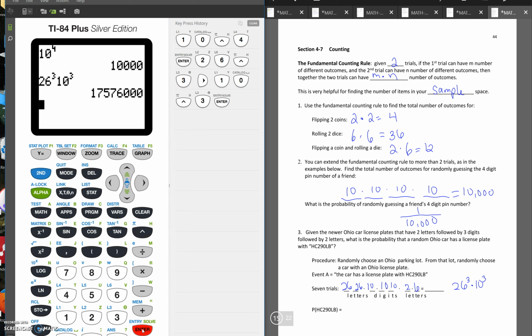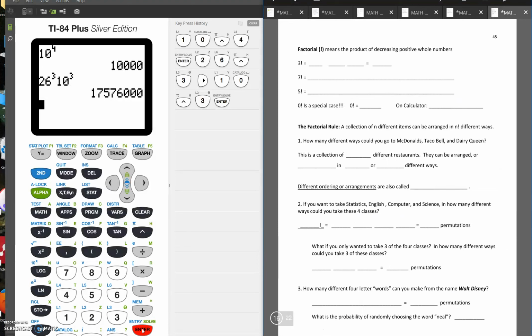We're going to get a very large number here. So 17,576,000 possibilities. And whoever was coming up with the license plates would have wanted to make sure that that's enough license plates for how many cars they need to license in Ohio. So picking one car, you'd have a 1 out of 17,576,000 chance of getting that exact car.